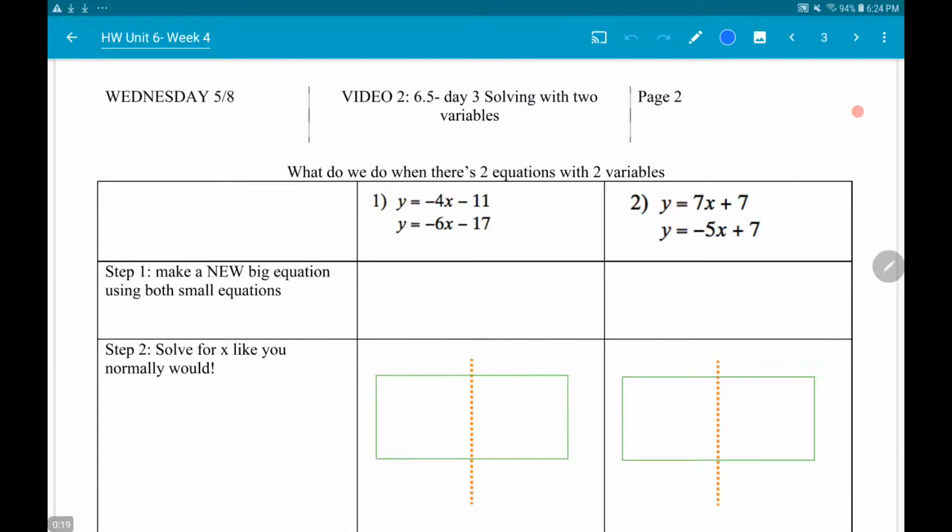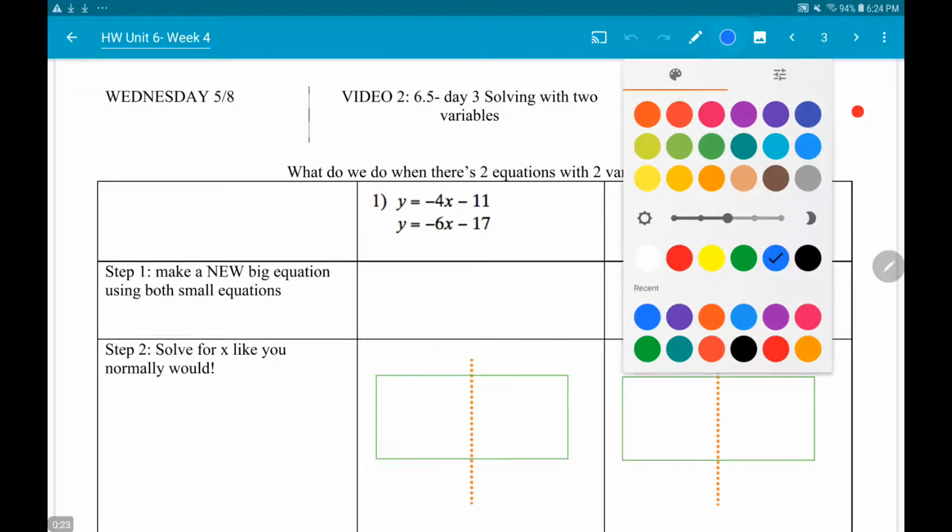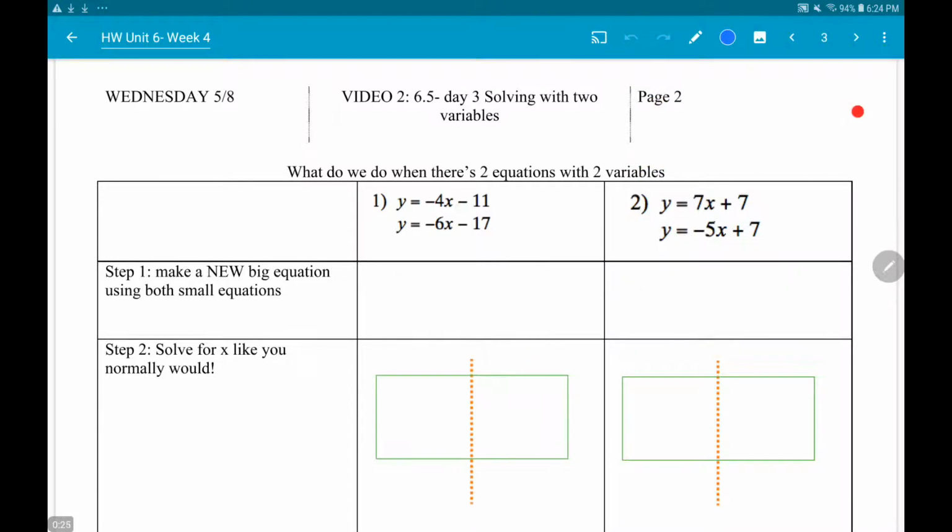So step 1 is to make a new big equation using both small equations. So I'm going to write the first equation down. Alright, and we see that it's equal to y. So instead of putting y, I see there's another y. I'm going to put the other equation. So now instead of having two little equations, I'm going to just have one big equation.